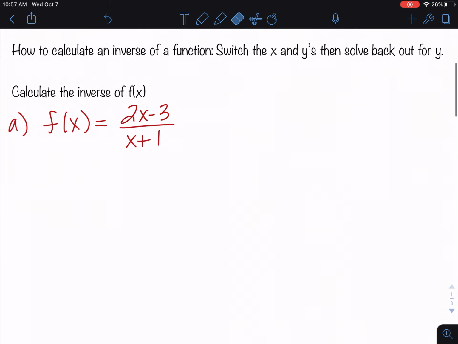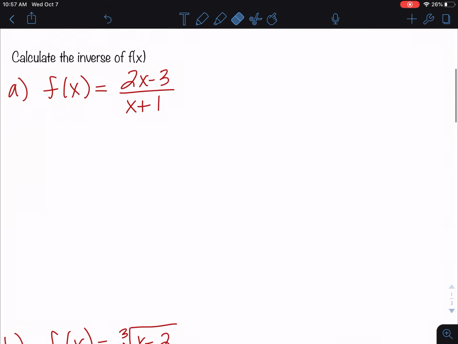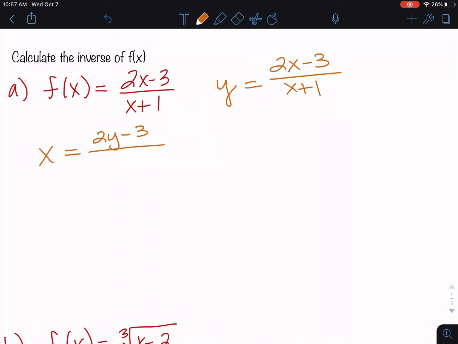So in this first example of calculating the inverse, first we are going to switch around the x and y values. Remember that f of x is function notation, which this really is saying y equals the quotient of the quantity of 2x minus 3 divided by the quantity of x plus 1. So I'm going to switch around all of my x and y terms. So to find the inverse, it is looking like x equals the quantity of 2y minus 3 divided by the quantity of y plus 1. Now I need to solve this back out for y.